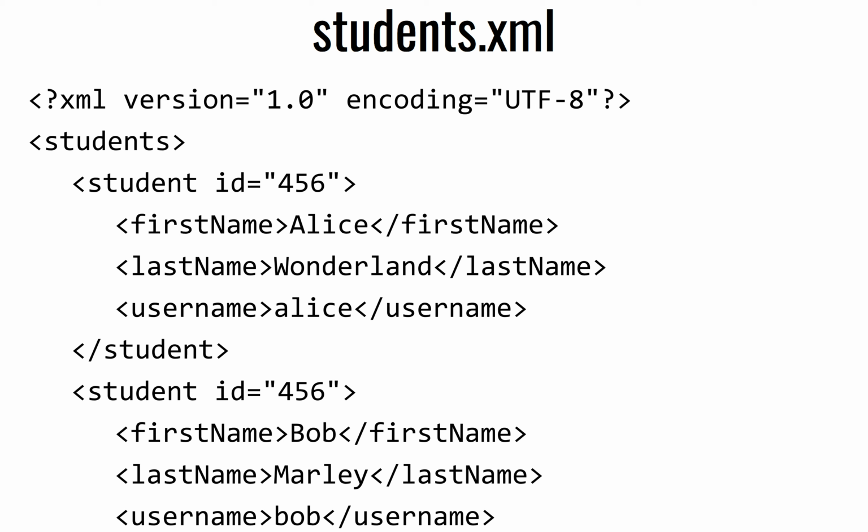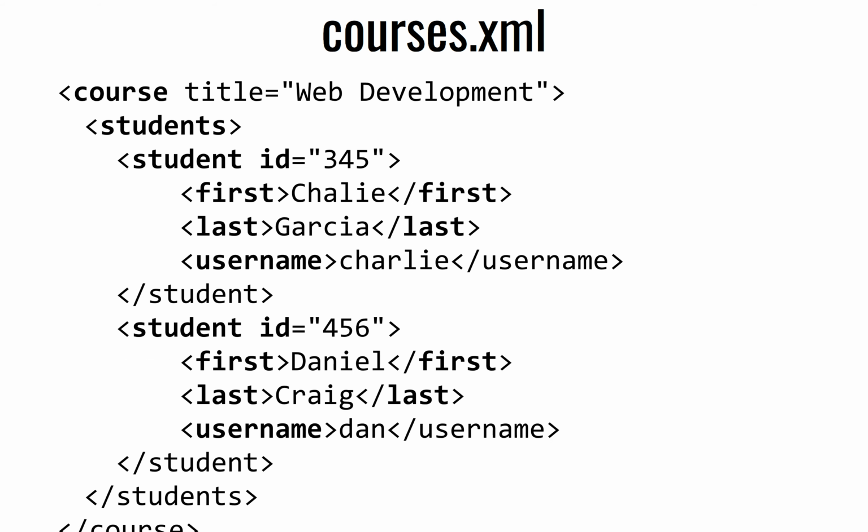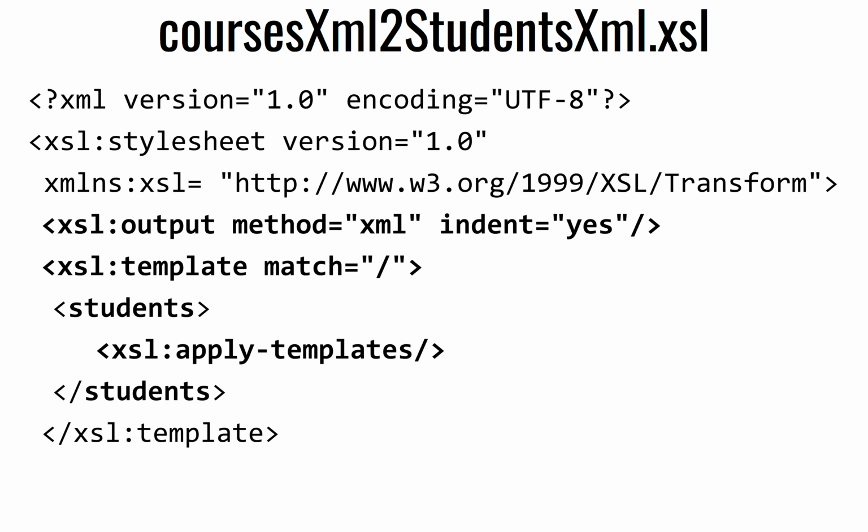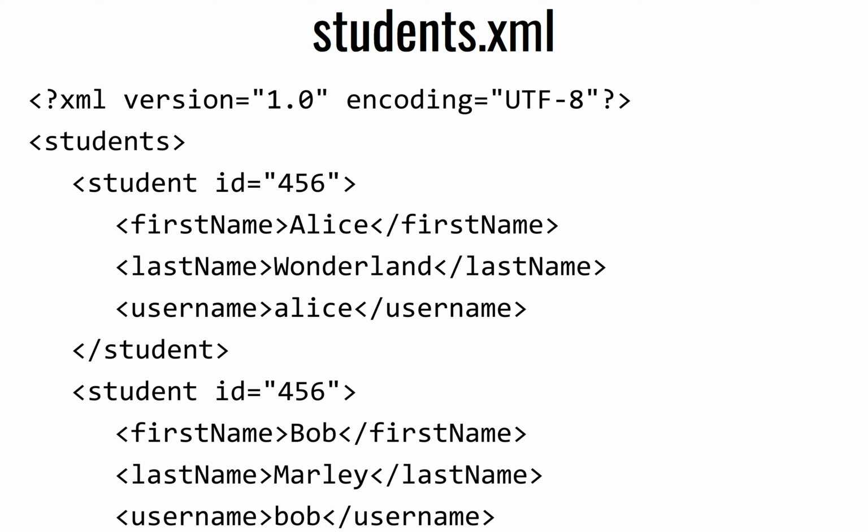So this is the output students XML document that we would expect. This is the input courses, course, students, first and last, and it's going to generate this output of just students and then just a list of students. So it's a much flatter representation of the exact same data from before.